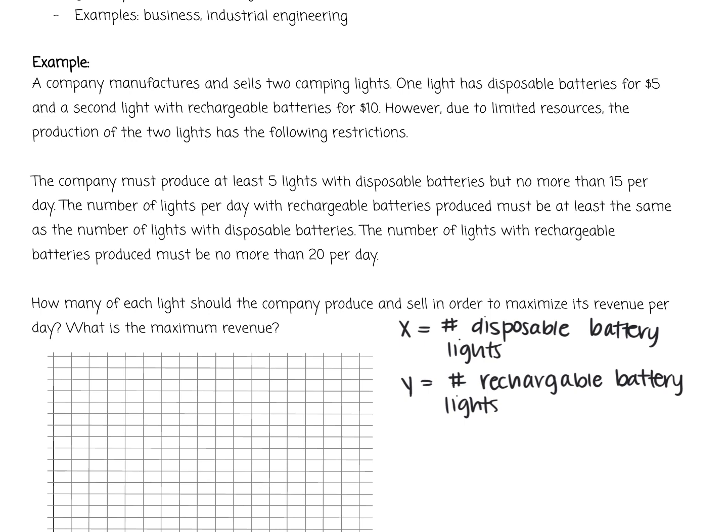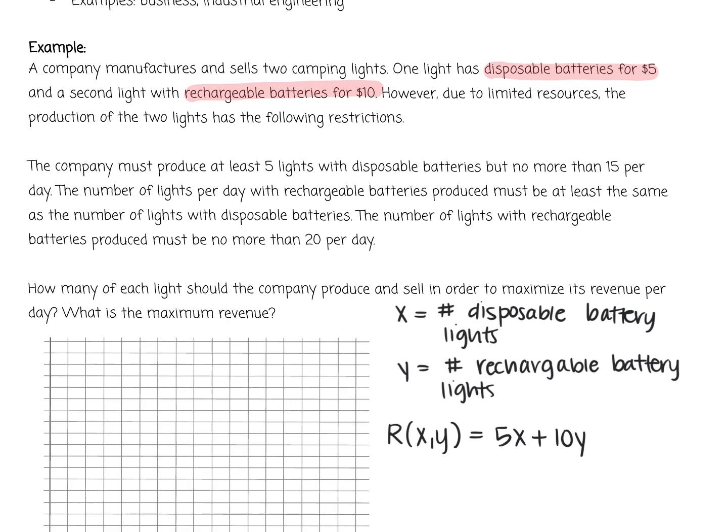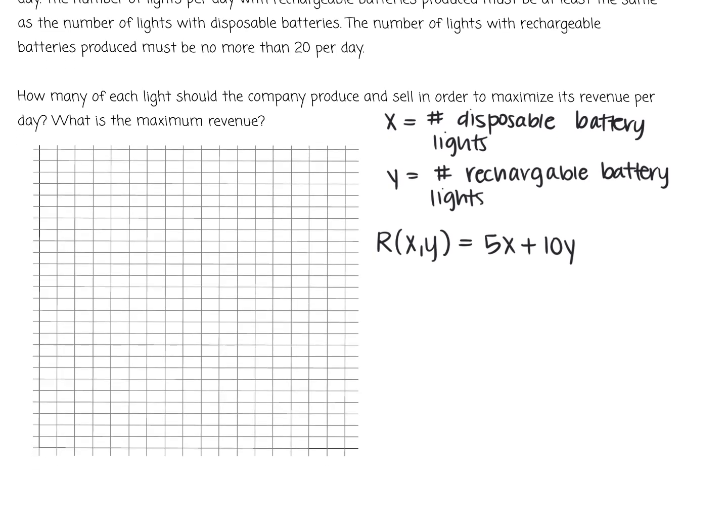Next, we want to identify our revenue equation, so the amount of money that we're going to be making off of these lights. We know that you can sell disposable batteries for $5 and rechargeable batteries for $10. So that's my linear equation. It tells me my revenue for x and y equals 5x plus 10y. And we do not graph our revenue equation. We'll use it at the very, very end, but it is not graphed at this point.